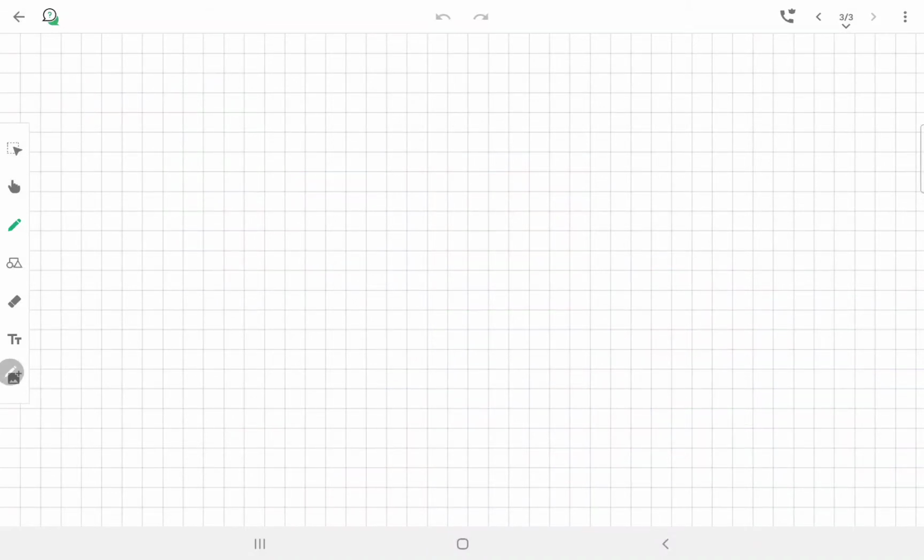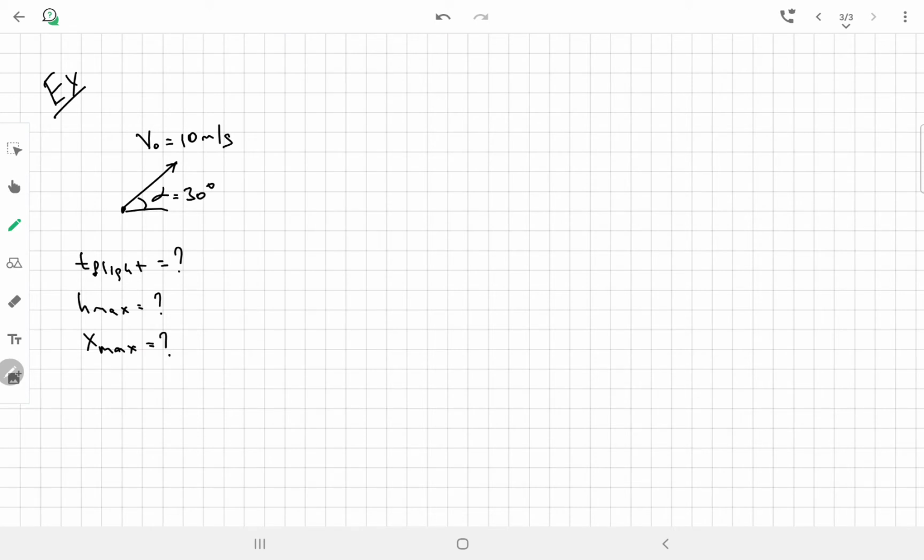Let's solve simple problems. Example. Let's say we have a stone and we are throwing it with an initial velocity of, let's say, 10 meters per second, with an initial angle with the horizontal equal to 30 degrees. So first question, find the time of flight and the maximum height, and also let's find the maximum range. Maximum range means maximum displacement in the horizontal direction.